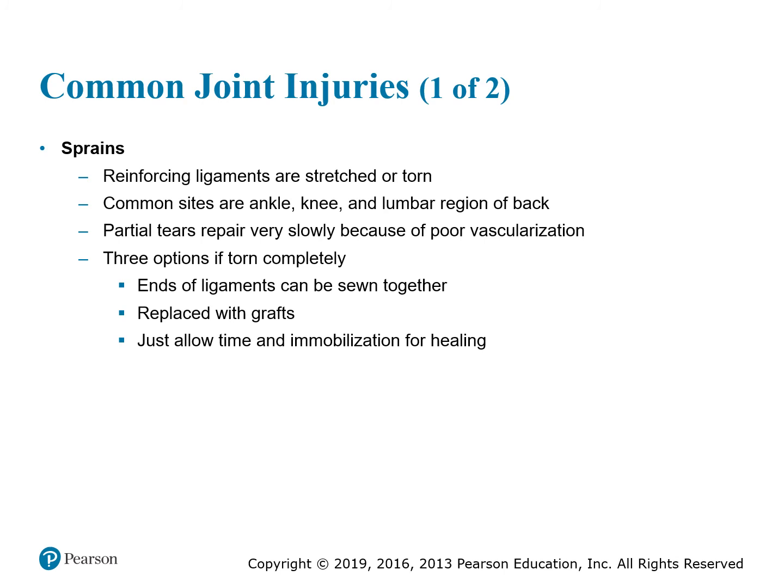There are 3 options if you have a torn ligament and it's torn completely. Number 1, the ends of the ligaments can be sewn together with surgery. Number 2, the ligament can be replaced with a graft. And number 3, you can just allow time and immobilization to heal the area.